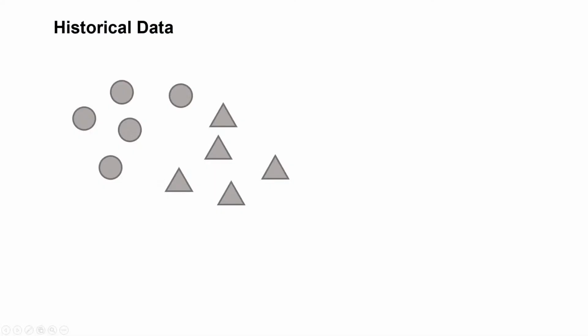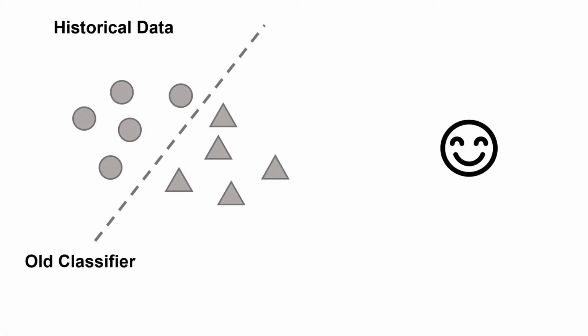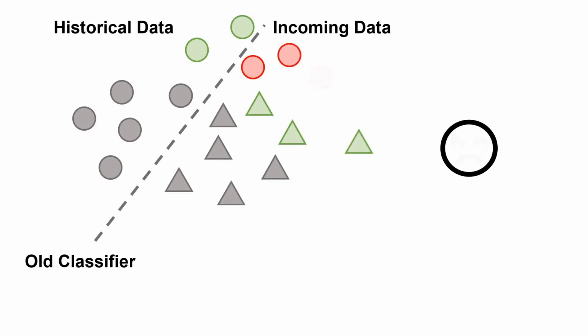The classifier trained on the historical data may fail to classify the incoming data when the data distribution is changing. This phenomenon is called concept drift.